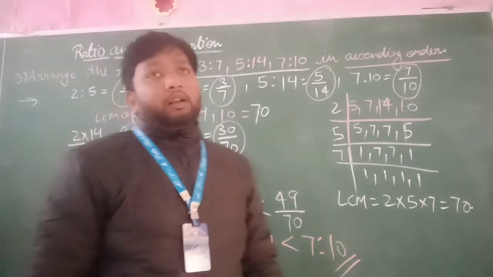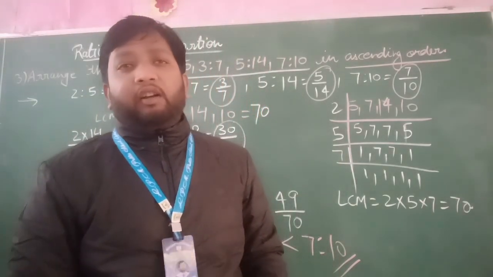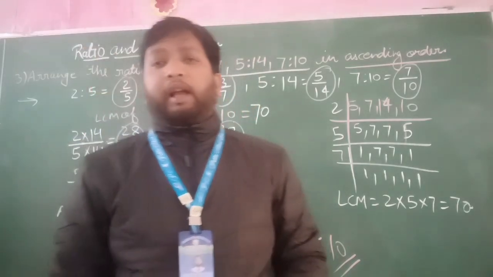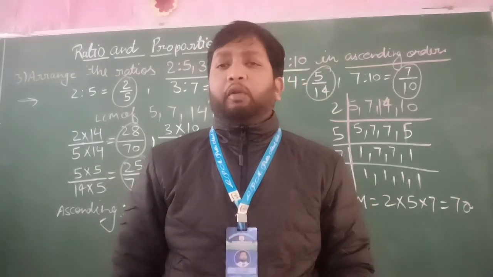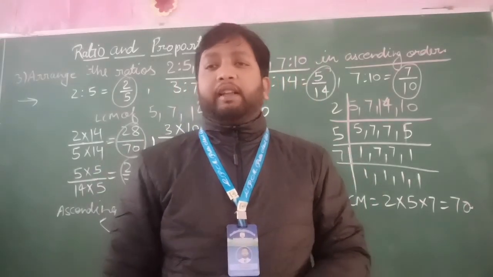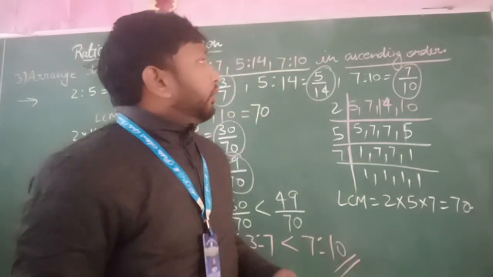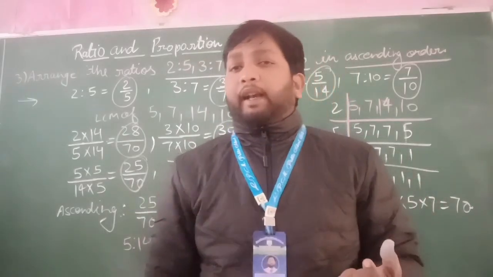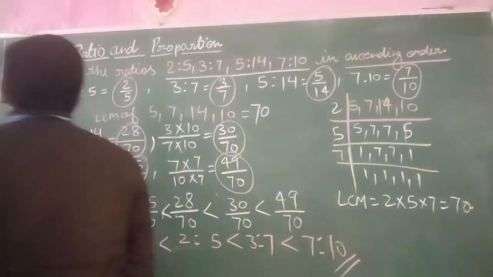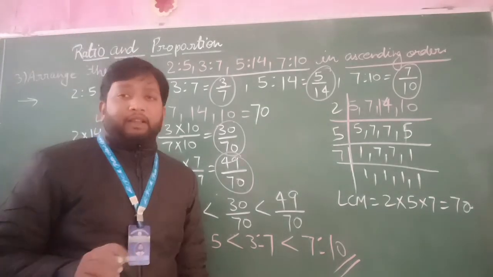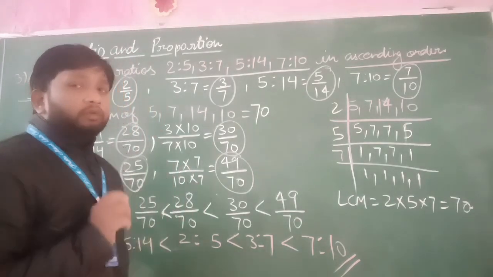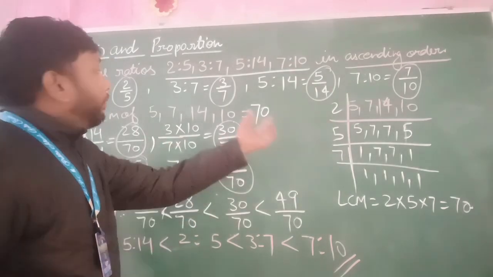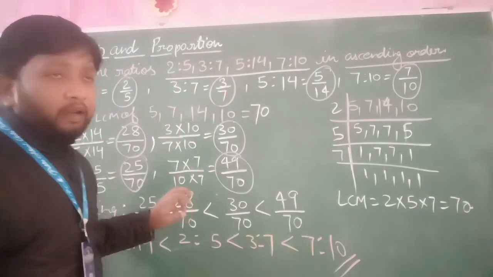So writing numbers or ratios in ascending order is nothing but writing fractions in ascending order, and we have already studied how to write any fraction in ascending and descending order. In the same way we do the ascending order of ratios, because we know that a ratio can be written in fraction form. So to solve this, we first write all the ratios in fraction form.